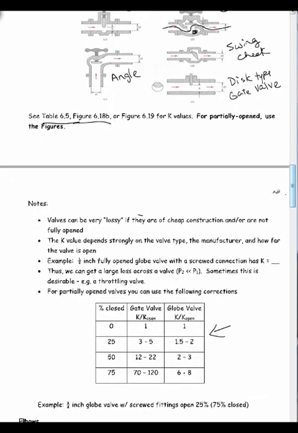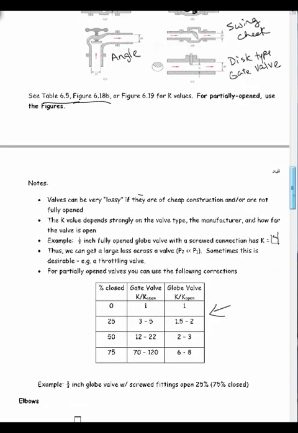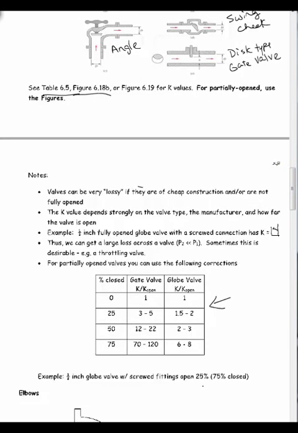For example, if you had a 1/2 inch fully open globe valve, in table 6.5 you're going to get a K value of 14 for a 1/2 inch pipe. That's really high. It probably in real life isn't that high. But then if you say it's only 25% open, or 75% closed, you're going to multiply it by some factor between 6 and 8. Let's try 7. Then our K value would equal 14 times 7, which is 98, which is huge. There are going to be a lot of losses through that.